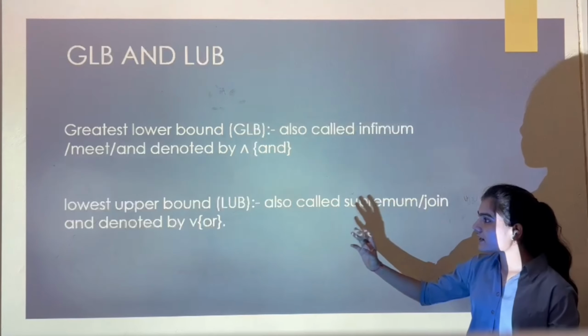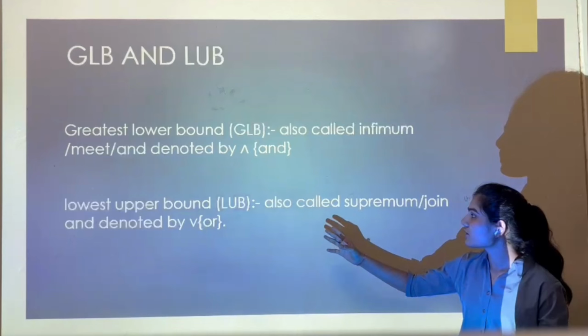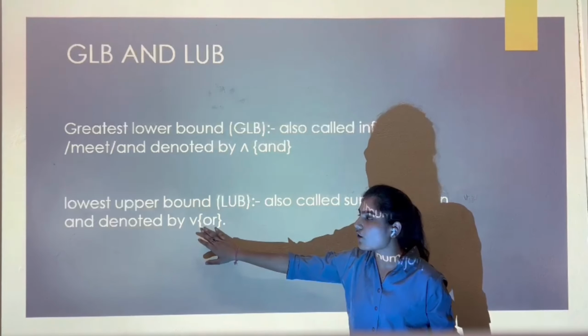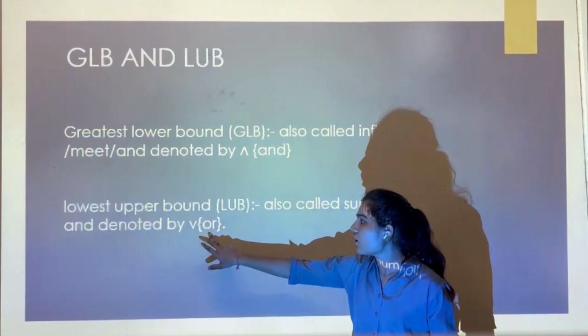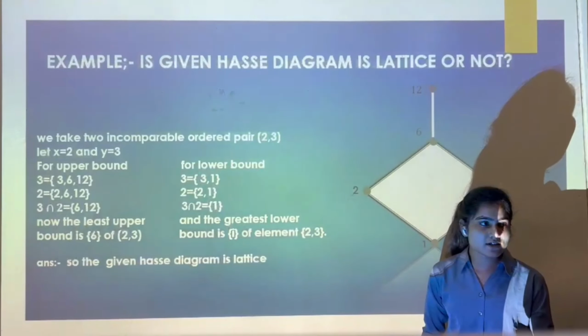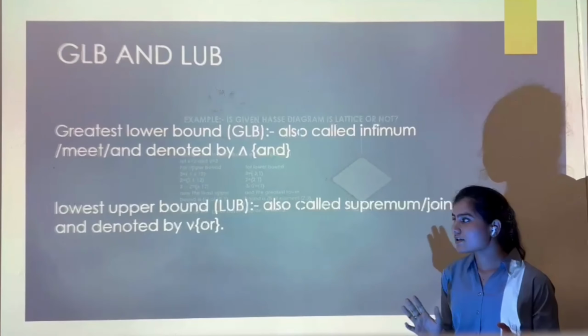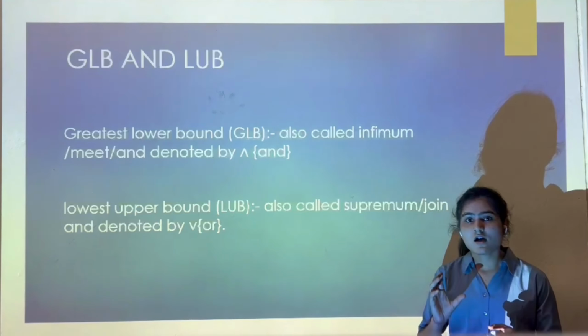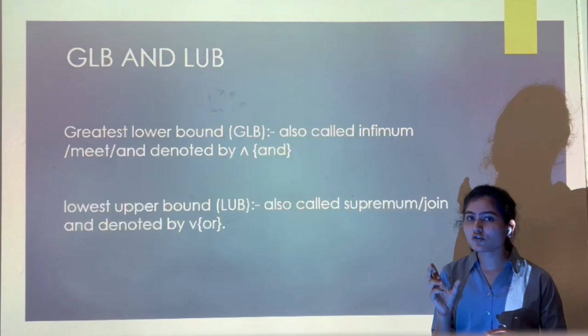Now what is the least upper bound? The least upper bound is also called supremum or join, and is denoted by this V sign, and the operation between two ordered pairs is called OR. The least upper bound is the lowest element among the elements of the upper bound of two ordered pairs.